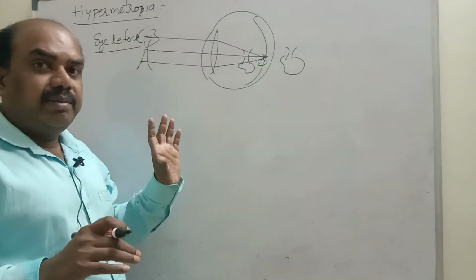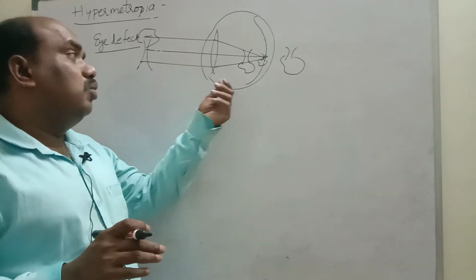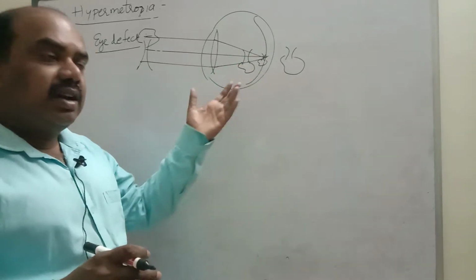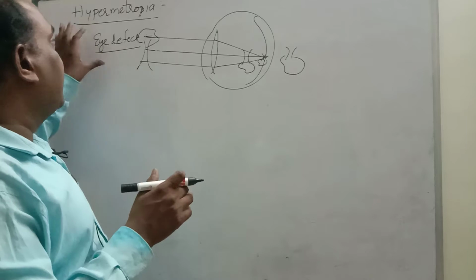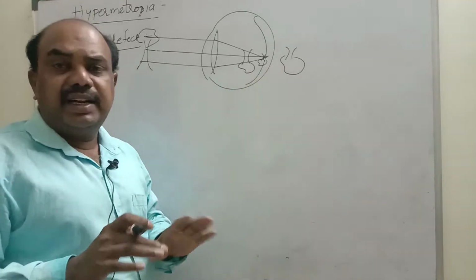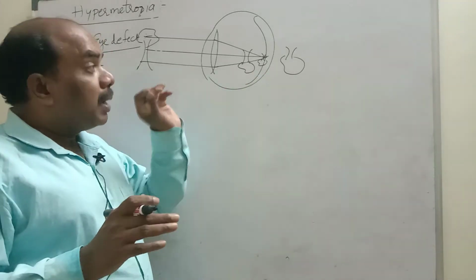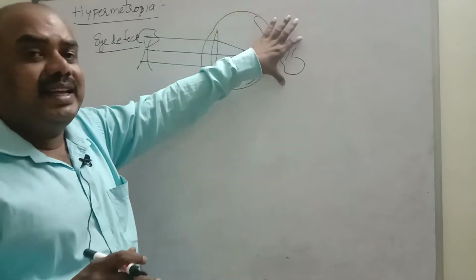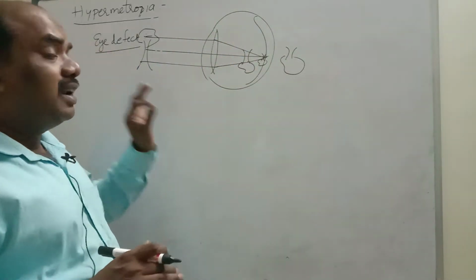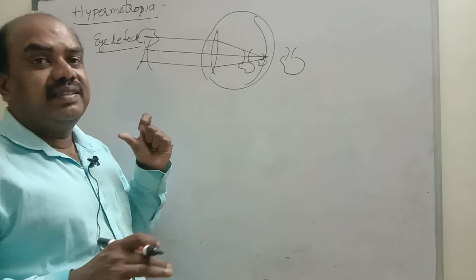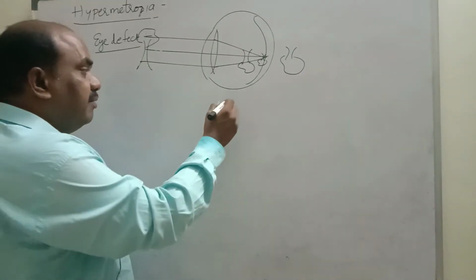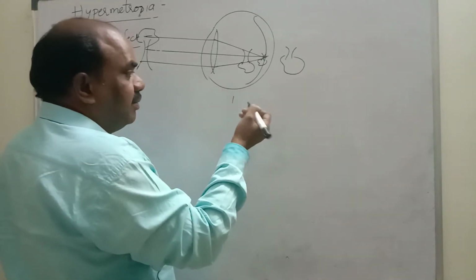Eye defect means the person cannot see farther objects or nearer objects or both. If the image forms on the retina, no problem, he can see clearly. But if the image forms before or behind the retina, then the person cannot see the object clearly. This is called eye defect. We also saw the types of eye defects. So many types of eye defects are there.